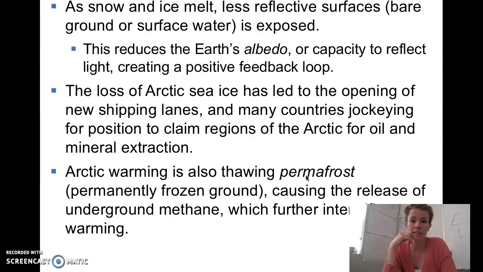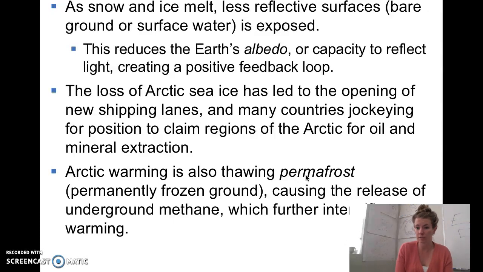The loss of Arctic sea ice, so now we're back at the North Pole, has led to the opening of new shipping lanes, and so basically boats can get where they couldn't go before because there was ice, and many countries are now fighting over the position to claim regions of the Arctic for oil and mineral extraction because those things are very valuable, and extracting more oil will lead to more climate change. Funny how that happens.